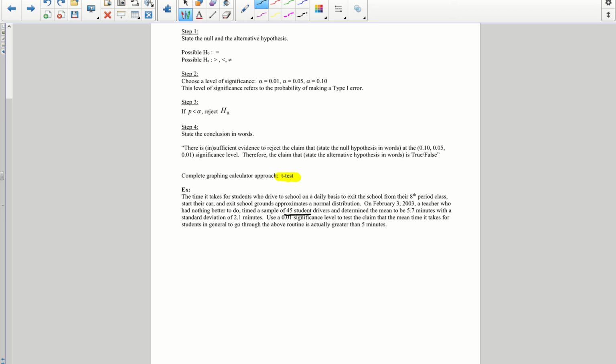I have 45 student drivers. I have a mean. So I have one population mean. So that's telling me it's a t-test. Now that wouldn't necessarily tell you that it's a t-test, but now that I've told you that one population mean corresponds with t-test, from now on, you'll know. Because that's the idea.